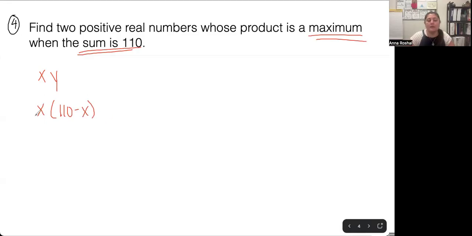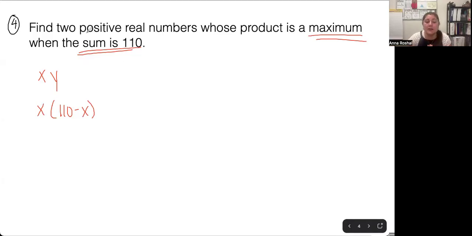And when I do that, I know that, let's say x is 5, right? 110 minus 5 is 105. And so those two numbers kind of make sense, whereas one is 5, the other is 105. Their sum is 110. But we need to now find their product to see which one is going to give me the maximum amount. Because there's a lot of numbers that could add up to 110.